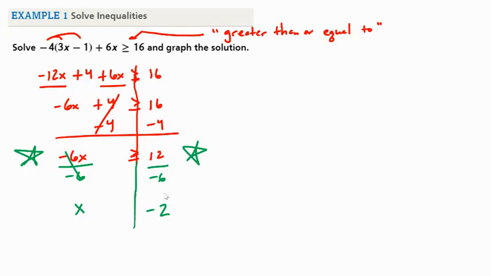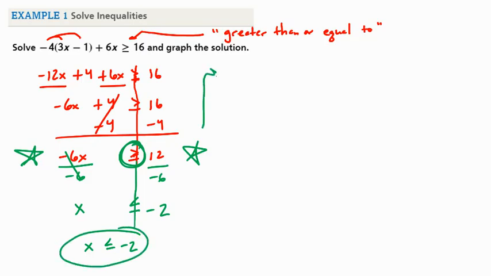Well, the inequality has direction. It cannot avoid the effect of a negative. It has to change direction as well. This greater than symbol must reverse itself and become a less than or equal to. So the final answer here would be x is less than or equal to -2.